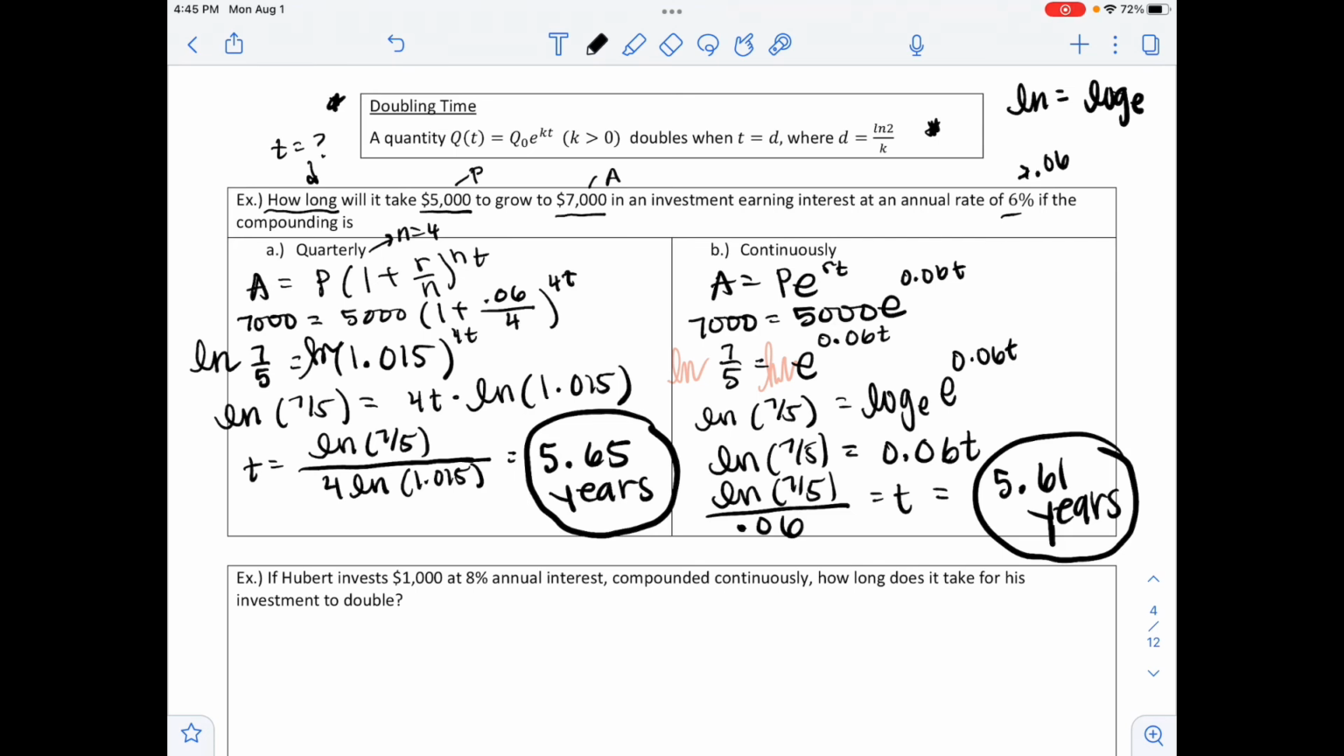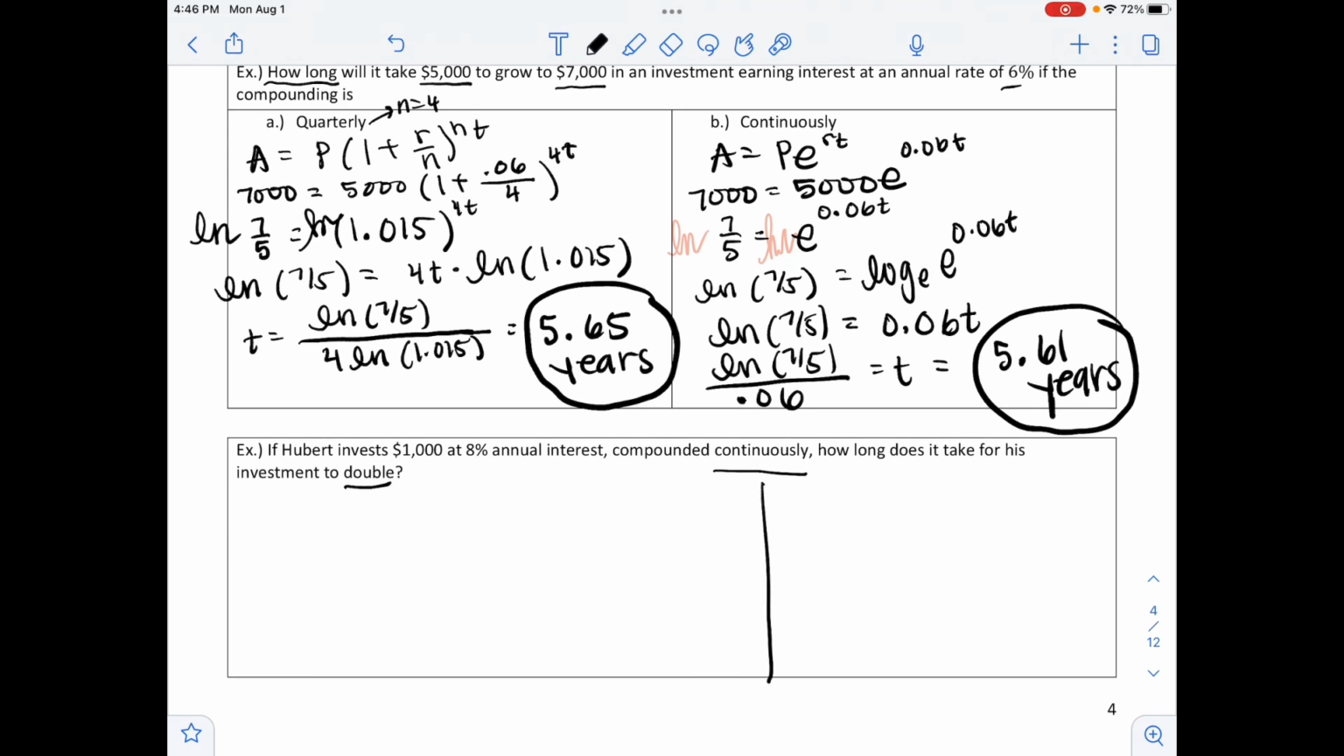The next example says if Hubert invests $1,000 at 8% annual interest and it's compounded continuously, how long does it take for his investment to double? So that formula for doubling time is listed right up above these examples. And you can see that for this, we need to find our time. And so there's two different methods to do this. One is using that formula and another one is not using the formula. So I'm going to go ahead and work this out, both methods.